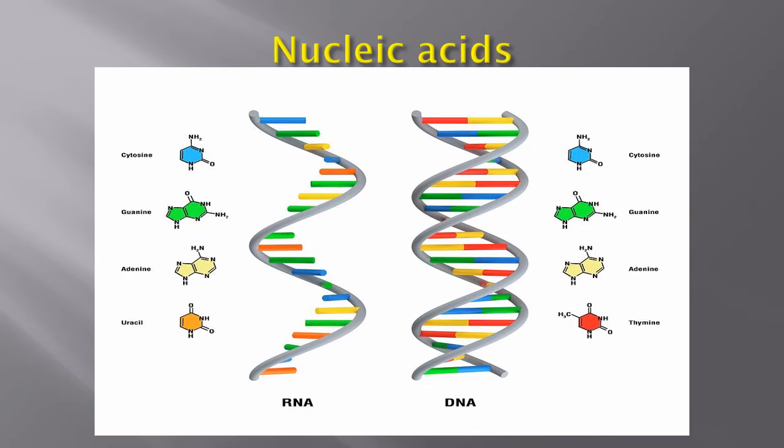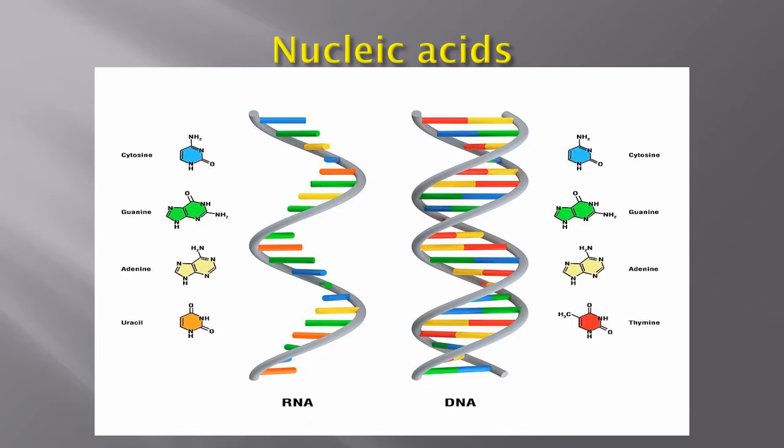We are going to talk about the types of nucleic acids which are found in the cell, the RNA and the DNA. Okay, so we are going to go into the detail of these structures. The RNA is a ribonucleic acid and the DNA is a deoxyribonucleic acid.